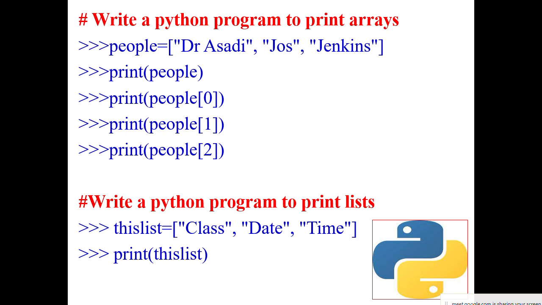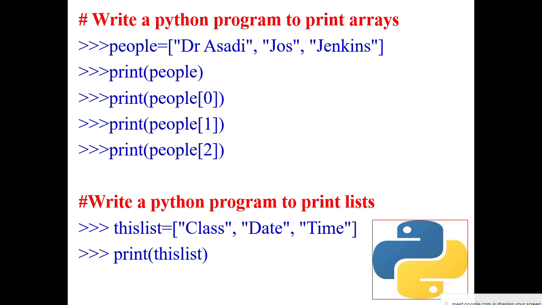Then print of people. It will print Dr. Asadi, Josh and Jenkins. Print people of 0, the first element. Array index starts from 0 to n minus 1. At index 0 we have Dr. Asadi. Print people 1 gives Josh, print people of 2 gives Jenkins.